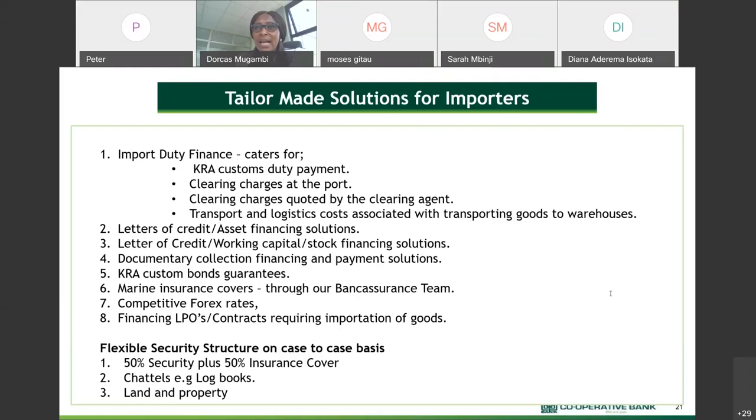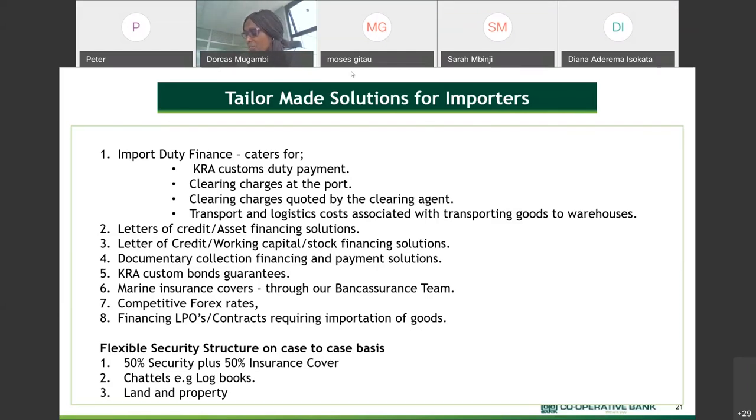Again, it's an issue of structuring. I request that maybe we can pick your number so that we can have a discussion and see how we can support you on that. LPO financing is something we do.